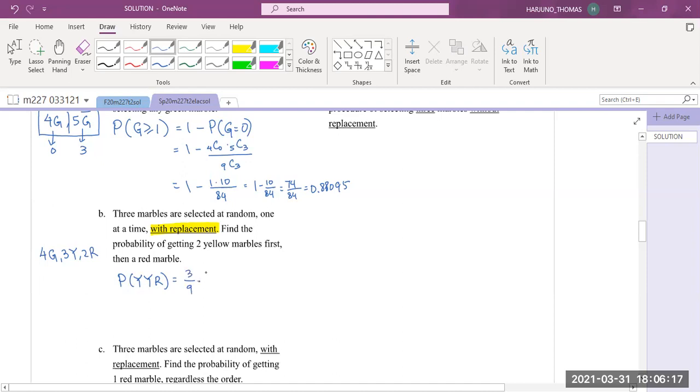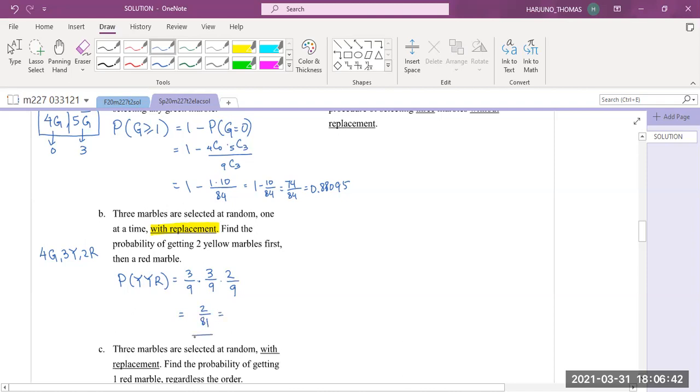Probability to get yellow again is still 3 over 9. Remember, you replace that, right? Times the probability of getting a red marble, that will be 2 over 9. It is with replacement, right? You put it back, so you will always have 9 marbles in the box. And from here, I cancel one of the 9. That will be 2 over 81.